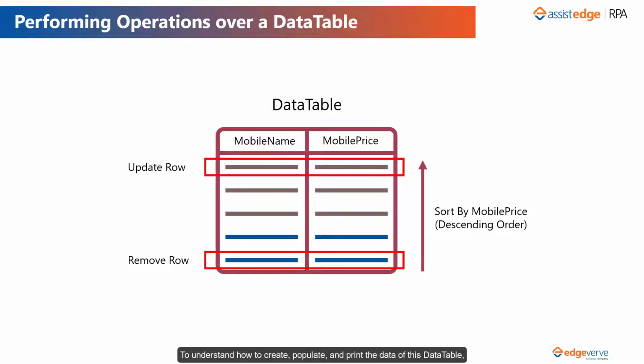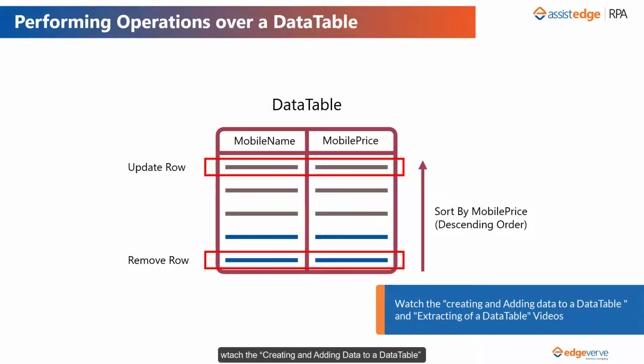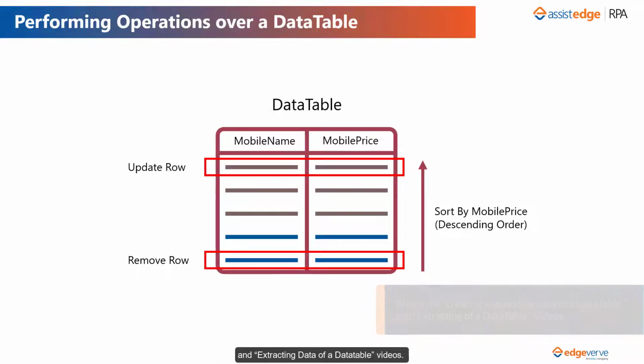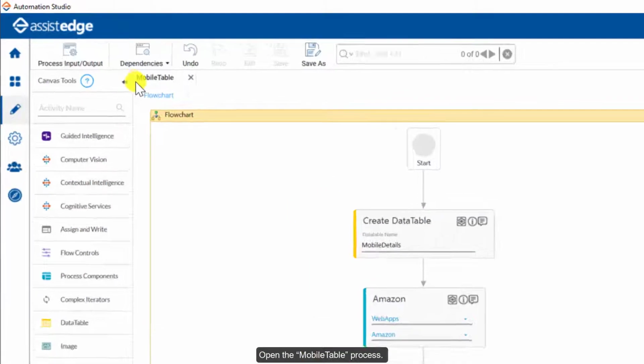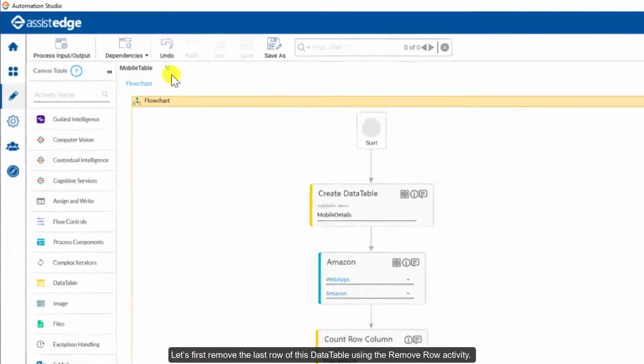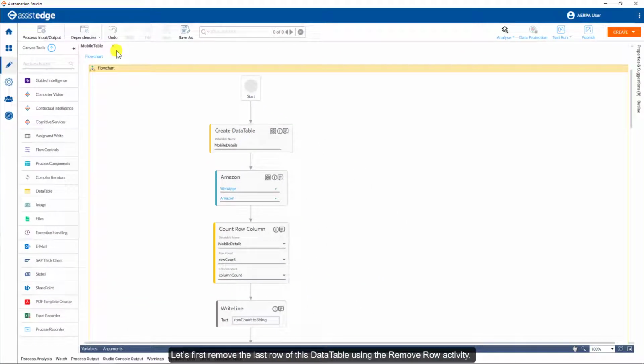To understand how to create, populate, and print the data of this data table, watch the creating and adding data to a data table and extracting data of a data table videos. Open the mobile table process. Let's first remove the last row of this data table using the remove row activity. The remove row activity deletes a row from the data table.